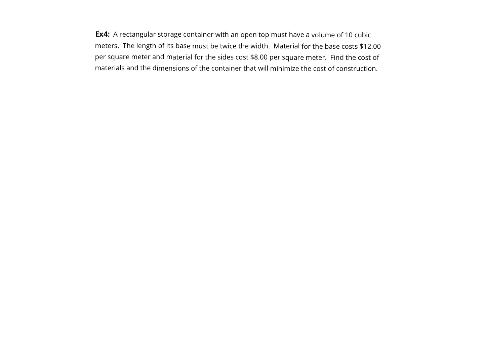In the meantime, we have material for the base costing $12 per square meter and material for the sides costing $8 per square meter. And we want to, of course, hopefully build the minimum cost box. So again, we want to minimize the cost subject to the constraints in the problem.